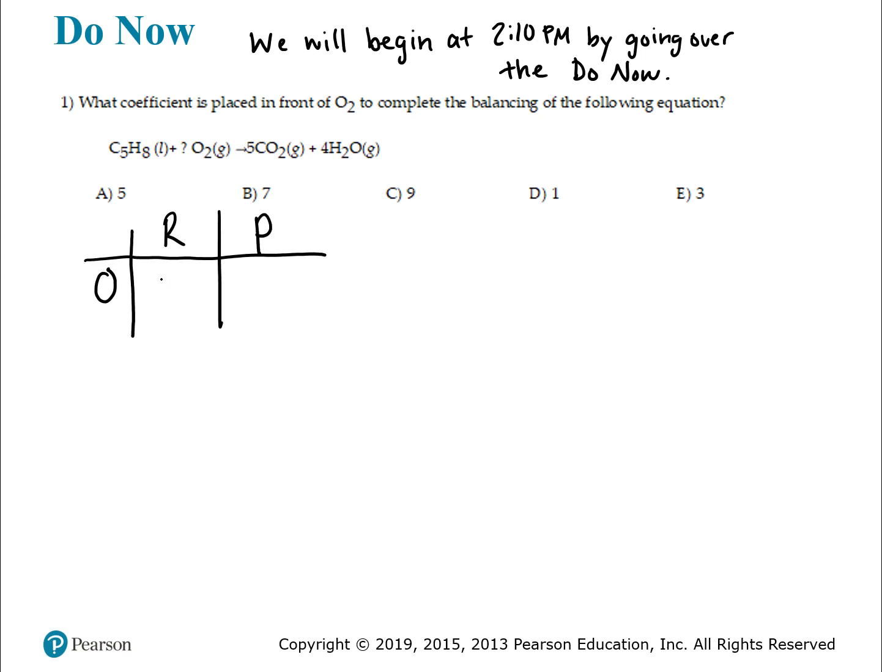On the reactant side, we've got 2. That's what that little subscript there means. On the product side, there are 2 compounds that have oxygen. It's the carbon dioxide and the water. So we've got 5 times 2 plus 4 times 1. That's from the carbon dioxide, there's 10. From the water, there's 4. That means 14 oxygens are on the product side.